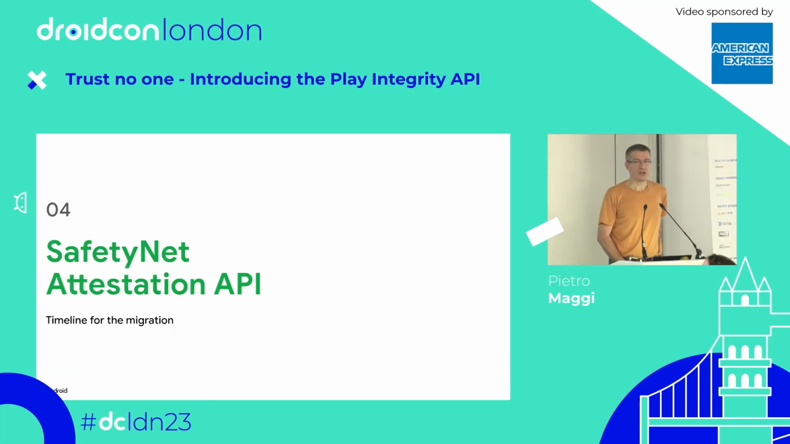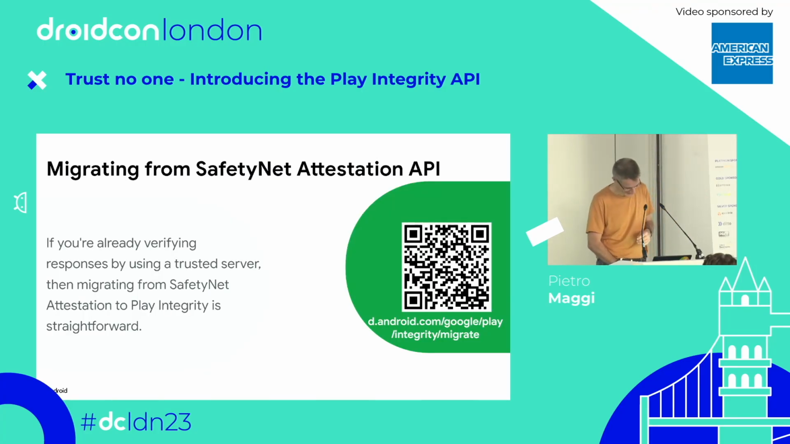Safety net attestation. I'm curious, how many are using safety net attestation? Interesting. I was expecting a bit more. Well, it's good because it's deprecated, so you should upgrade. We have a deprecation notice. The good part is that if you are using the safety net attestation, the classic request is exactly the same, very similar. You have similar logic with the nonce and everything. On top of it, with the Play Integrity API, we have the option to do a low latency request.